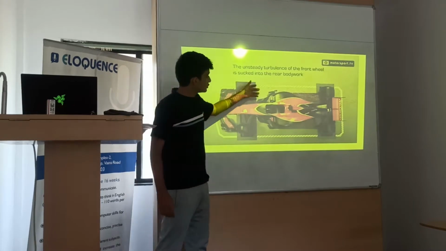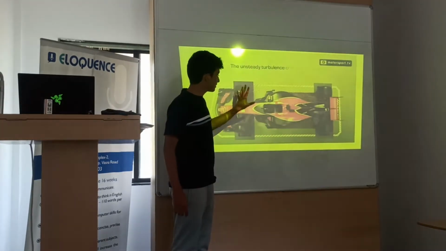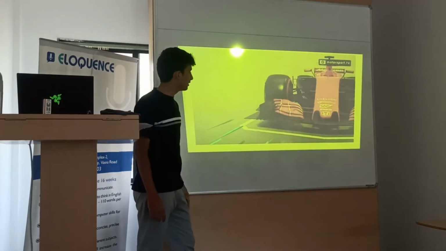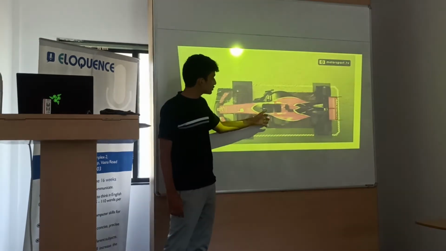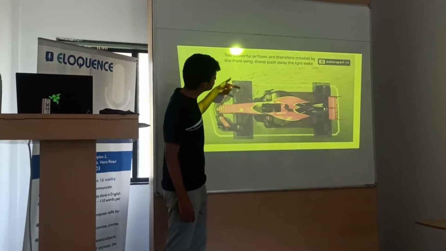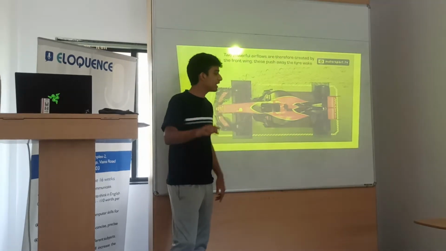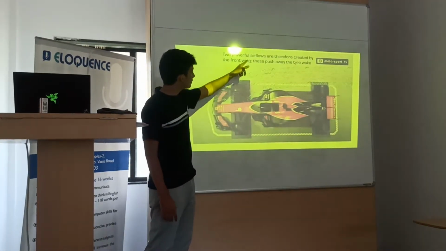So assume this is the air, which is just dirty air or the simple air passing through the car. And when the air passes through the front wing, as you can see, these vortices are formed. Vortices, I'll explain that in a minute. These are formed, and you can read it as follows.